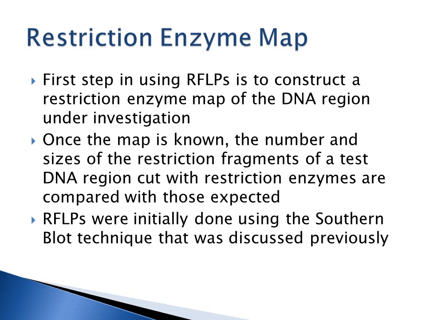So the first step in using your RFLPs is to construct a restriction enzyme map of the DNA region under investigation, so you know what the banding pattern should look like. So once the map is known, the number and sizes of the restriction fragments after restriction digestion of a test DNA region are compared with the banding pattern, sizes, and fragments of those that are expected. So RFLPs were initially done using the Southern blot technique that we previously discussed.